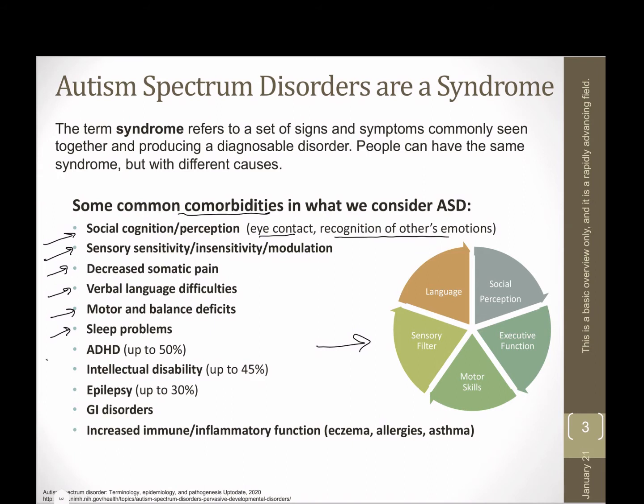A lot of people with ASD are also diagnosed with ADHD, and a high number of people who have ASD also have some form of intellectual disability. Obviously, that is not the case for the majority of people, but quite a large minority do suffer from this. We also see a large percentage of people with ASD have epilepsy, and it's very common to see GI disorders and, interestingly enough, increased inflammatory functions and increased immune system functions.